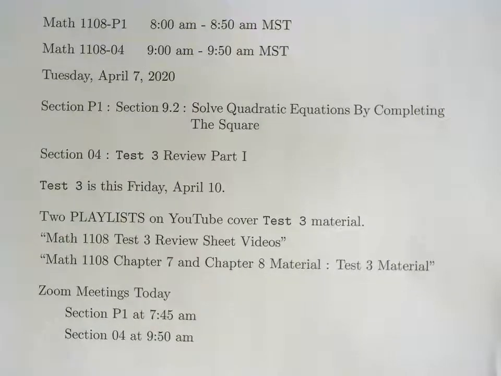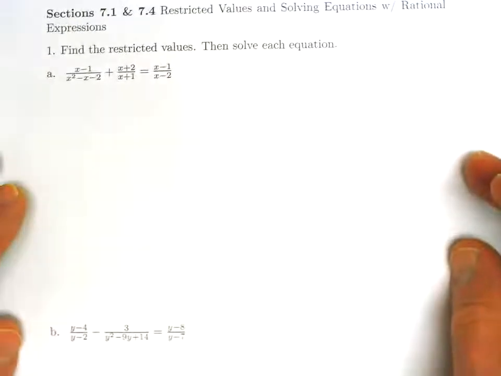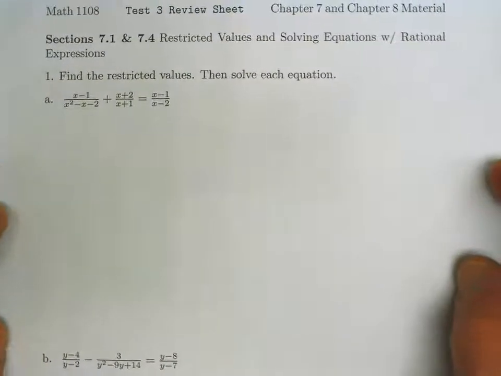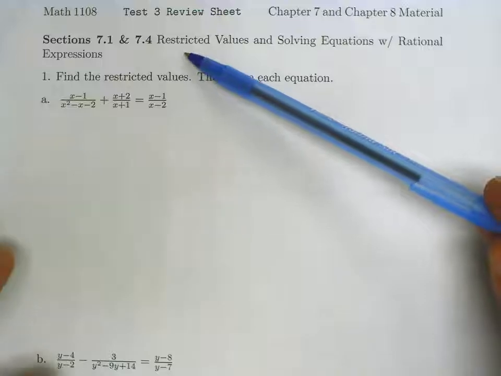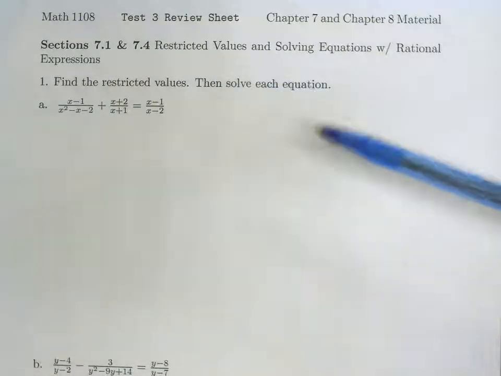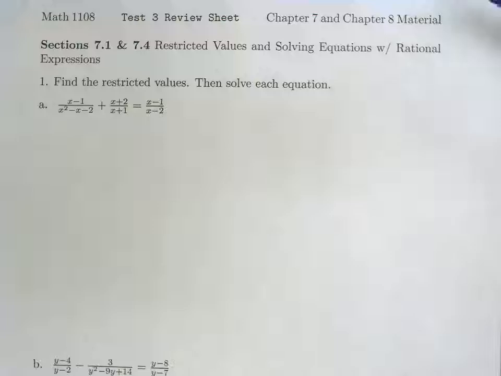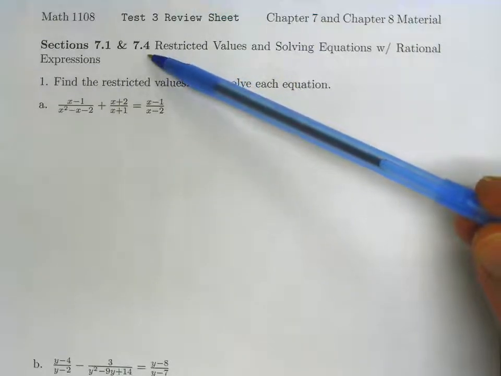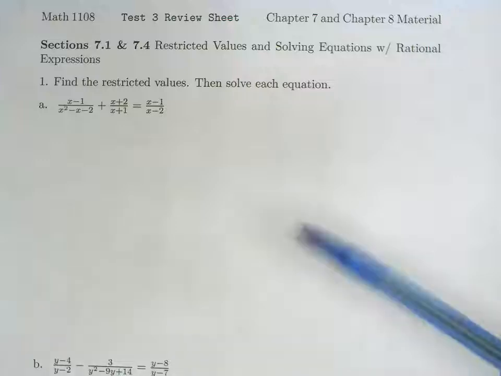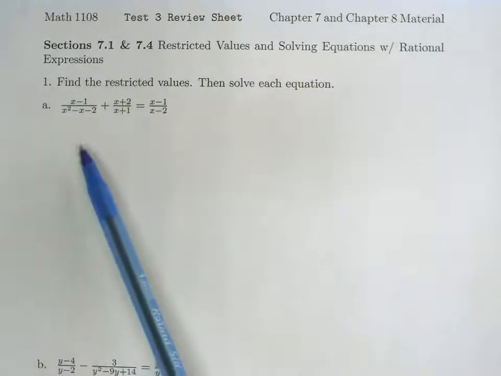Okay, we'll start the test 3 review. Okay, from sections 7.1 and 7.4. In 7.1, that's the section on restricted values. And we need to know how to find restricted values when solving equations with rational expressions, which is what was in section 7.4. Okay, so we'll do a couple of problems like that.